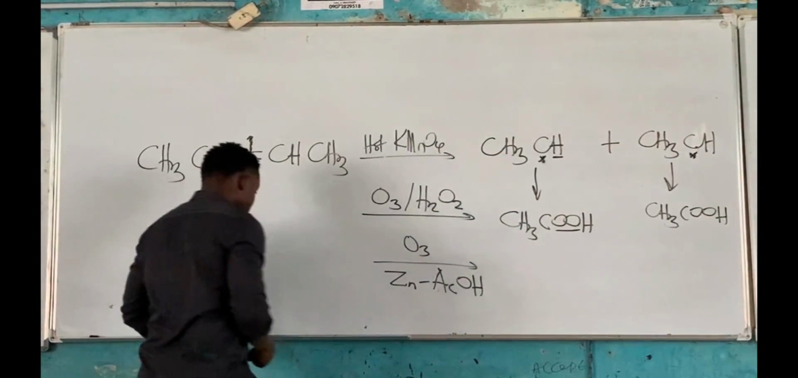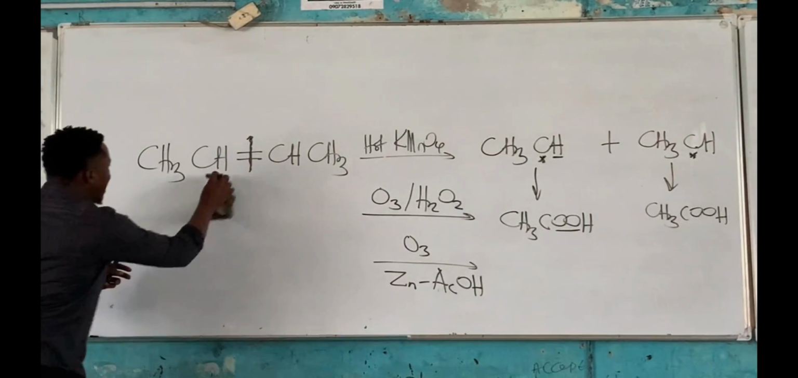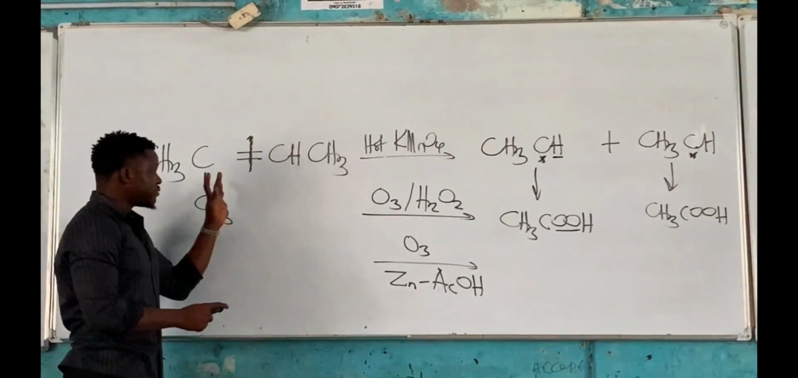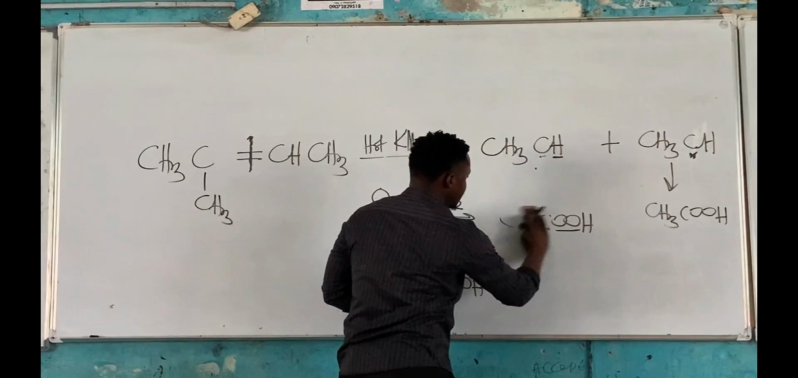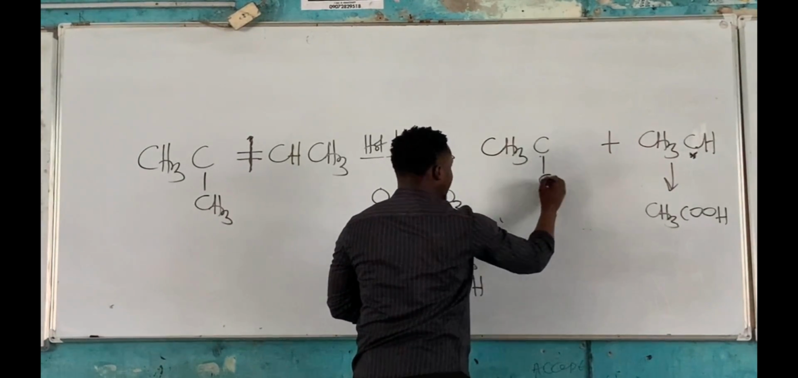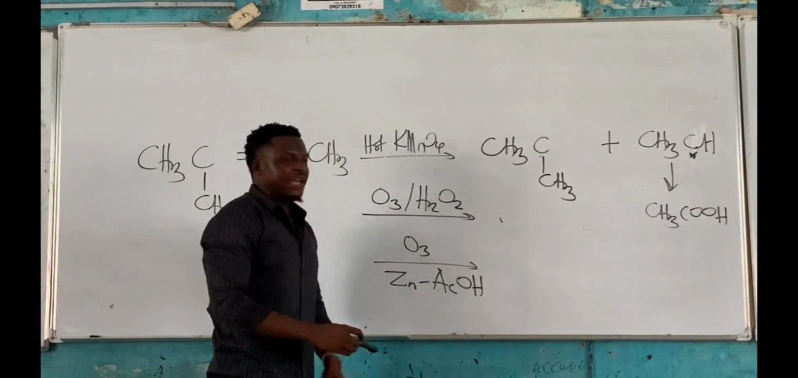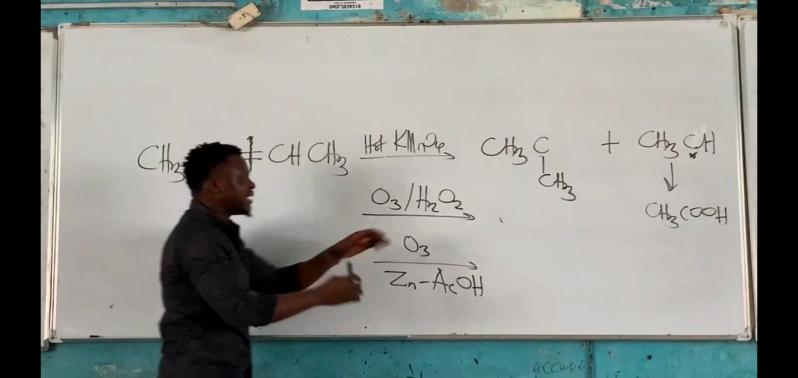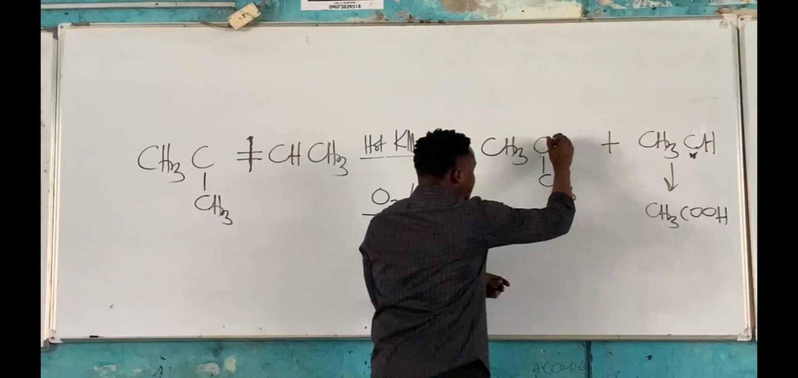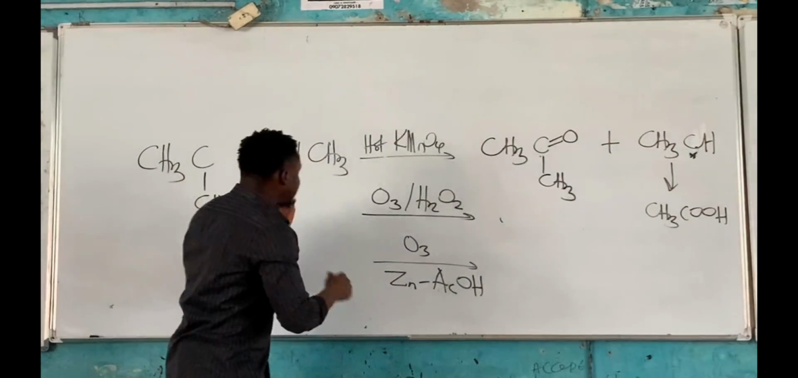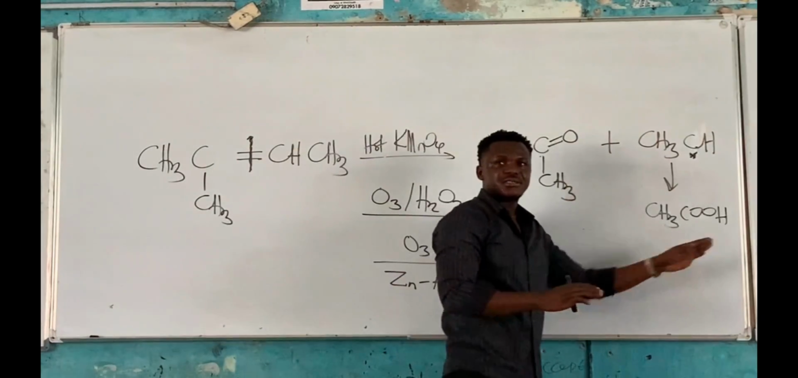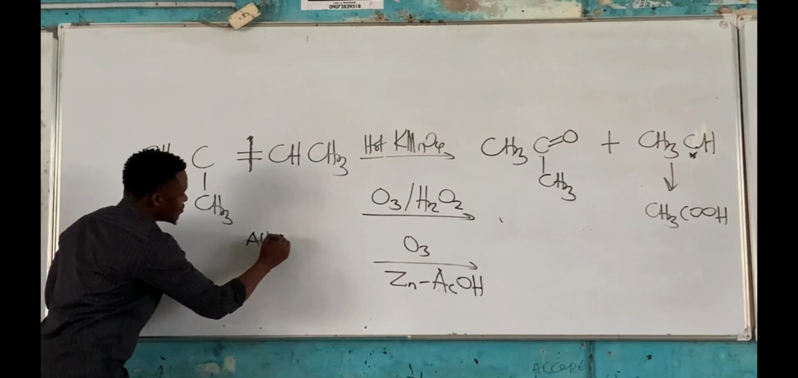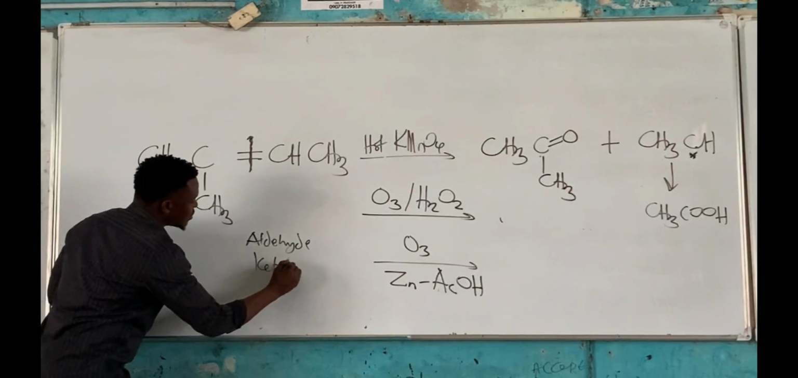Now, if this carbon has no hydrogen, let's assume it is like this. If there is no hydrogen on this carbon, after breaking this bond, it will convert it to ketone. Ketone simply means add just one oxygen here. The side that has one hydrogen is converted to carboxylic acid. So these three reagents can convert to aldehydes, ketones, and carboxylic acid.